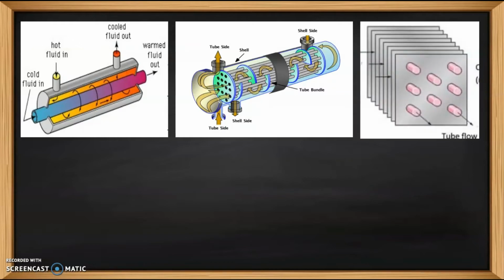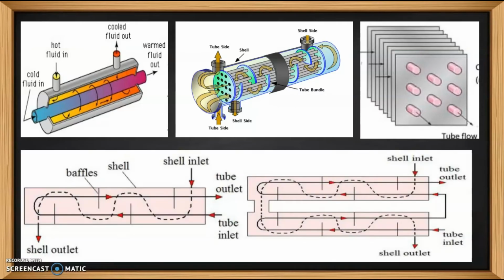Then the third is compact type of heat exchanger. Compact type of heat exchangers accommodate a larger amount of heat flow in a smaller space, and generally the heat sink is an example of a compact type of heat exchanger. And next we discuss the multiple shell and multiple tube passes.